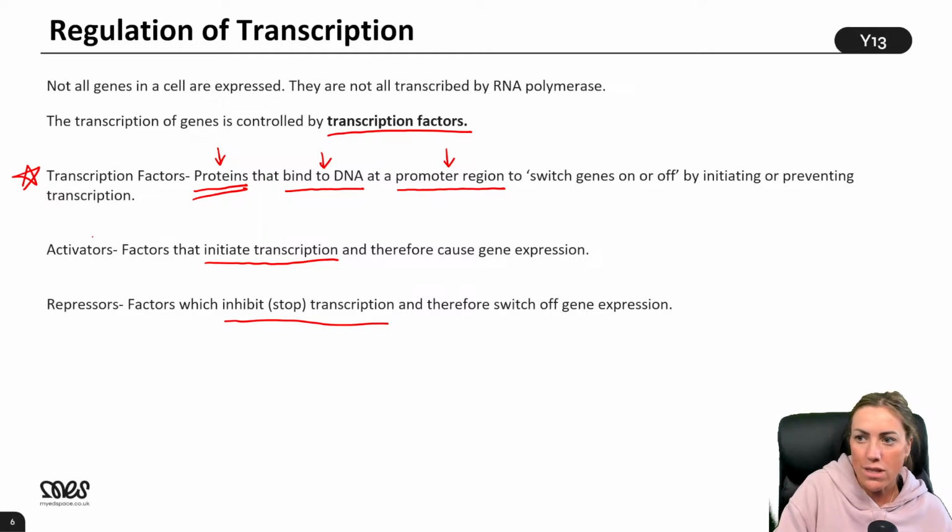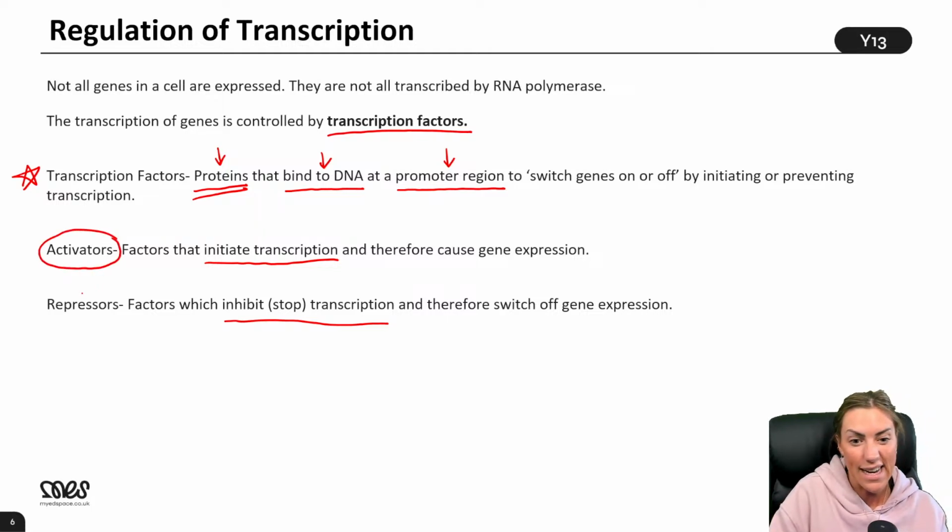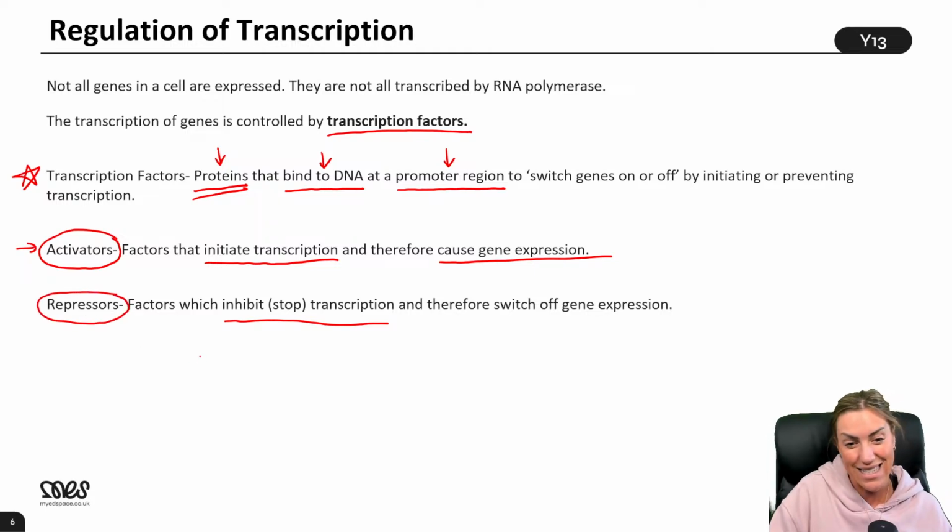So we've got two types of transcription factors. We only really learn about one type in A-level biology, which is the activators. So we only really learn about the transcription factors that switch on gene expression, okay? They initiate transcription and therefore cause gene expression. But just be aware that there are also transcription factors that act as repressors. They actually stop transcription. They turn off gene expression.